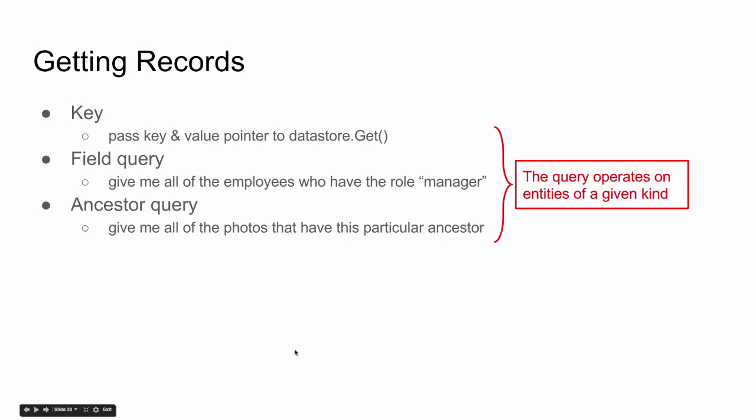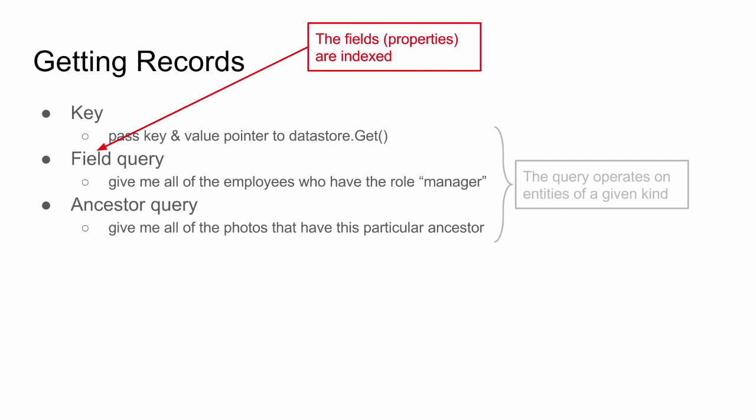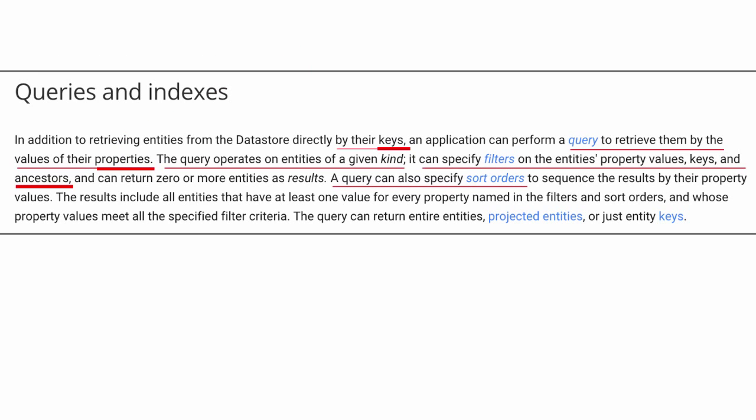Performance-wise, if you've got the exact key, that's going to be the fastest to look up. After that, the ancestor query will be the next fastest, and then a field query where it has to look into each entity's properties is going to be the slowest. So key is fastest, ancestor query is next fastest, and field is slowest. Field properties are indexed, so that helps the speed a bit.